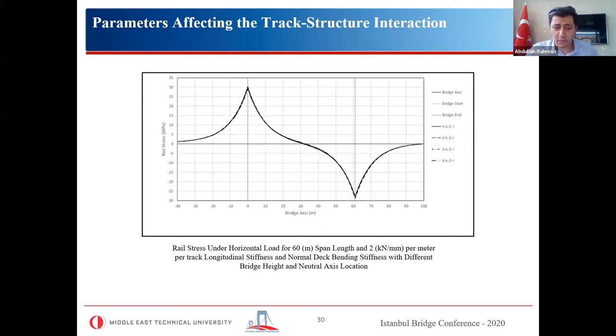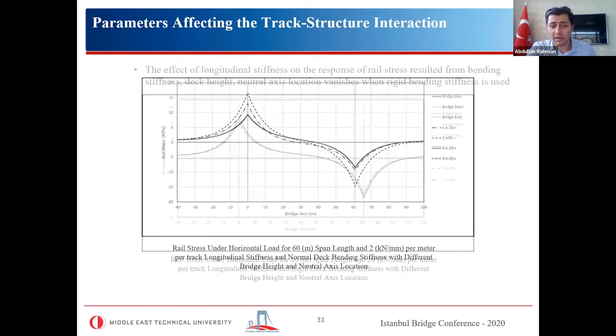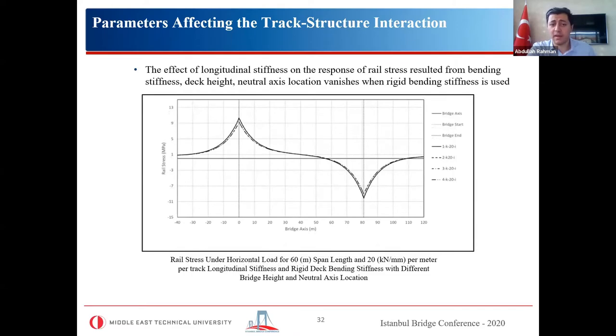But also, with the lower bending stiffness, I have now used a higher span length, around 60 meters, and as you can see, they are also giving the same rail stresses. But now, when I started to change the bridge deck height with a higher longitudinal stiffness, it started to change the track response and the track stresses. We saw from the previous chart that with low longitudinal stiffness, the stresses are not affected by the bridge deck height, but with higher longitudinal stiffness, they started to affect the rail stresses.